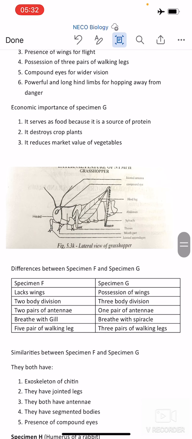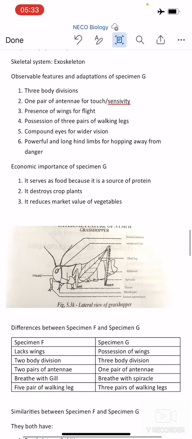Crayfish does not have wings, grasshopper has wings. Crayfish has 2 body divisions, grasshopper has 3 body divisions. One has 2 pairs of antennae, the other has 1 pair of antennae. So just look at this and study it.